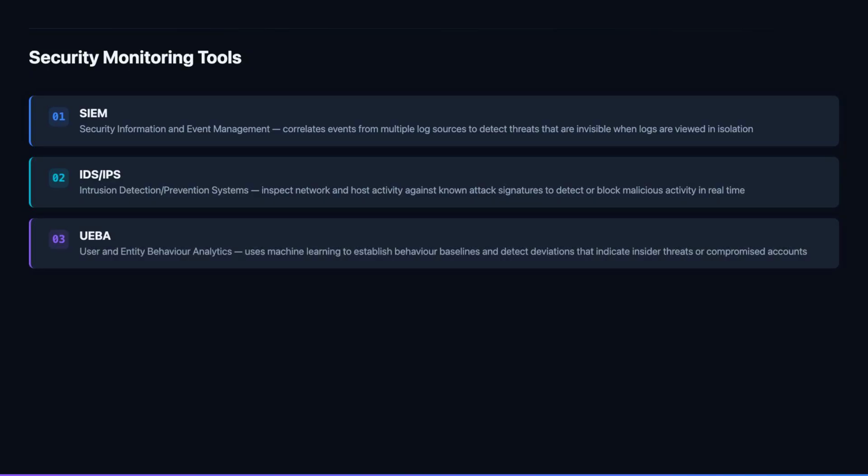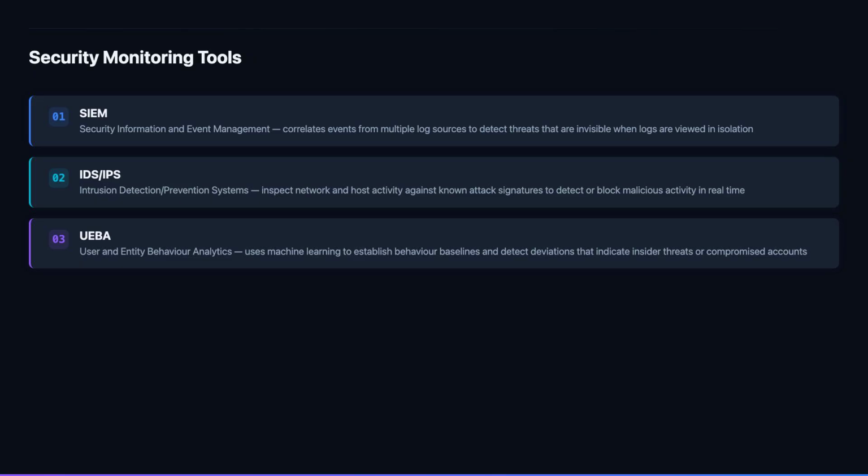UEBA applies machine learning and statistical analysis to establish what normal looks like for each user and entity in the environment, and to identify deviations that may indicate a security threat. Unlike rule-based detection, which requires analysts to anticipate specific attack patterns and encode them as rules, UEBA can identify novel threats that do not match any known attack signature because they deviate from established baseline behavior.